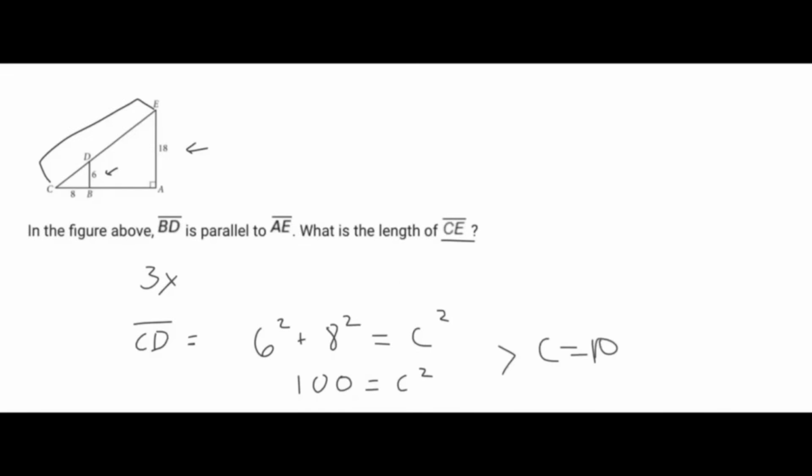So in our case, C would just be the side length of side CD. And because we know the scale factor is 3, we would have to apply the scale factor to our value of 10. And so ultimately, our final answer for the length of side CE would be 3 times 10, which would be 30.